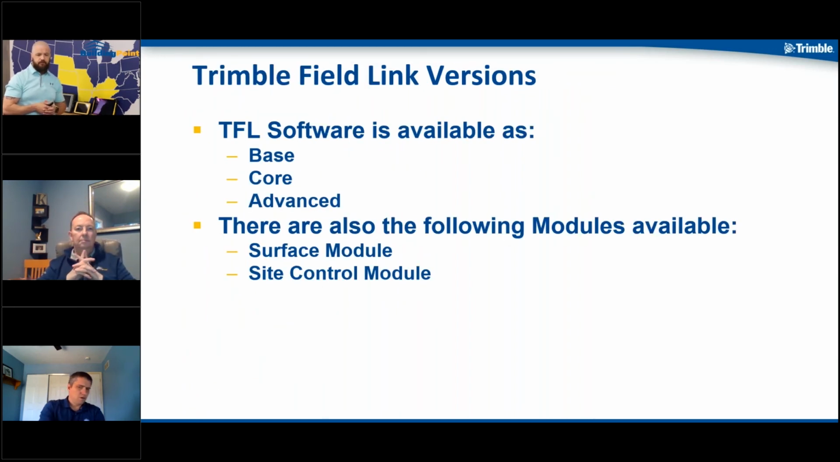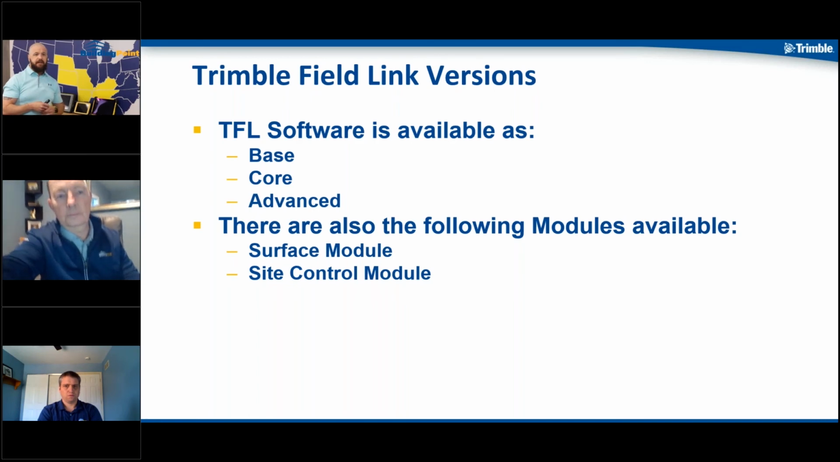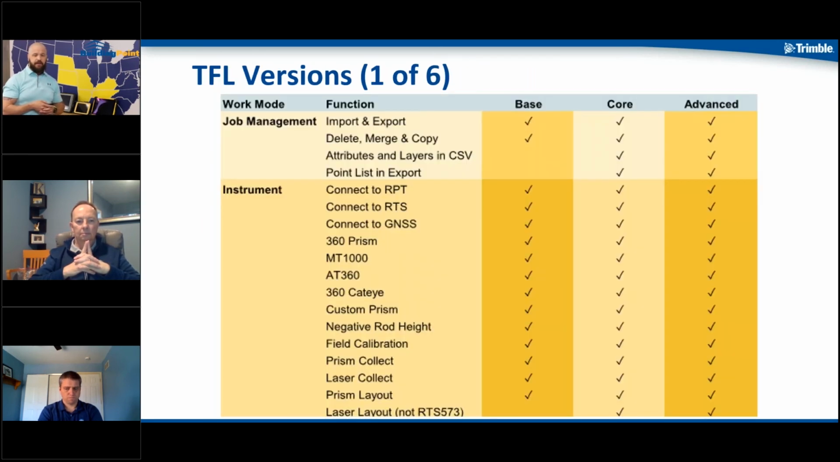So Trimble Field Link Office, or Trimble Field Link itself, there are 3 different versions of Trimble Field Link. They are Base, Core, and Advanced. And then there's also different modules that you can add into that. So you've got the Surface module, the Site Control module, and I'm going to dive into both of those a little bit today. And then also next week, we're going to do a much deeper dive into Surface module and show you how that works, do it live, operate it live, show you what that gets, as well as we're going to do some more deeper dive into advanced reporting next week.